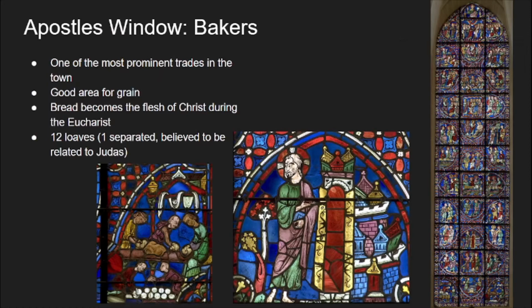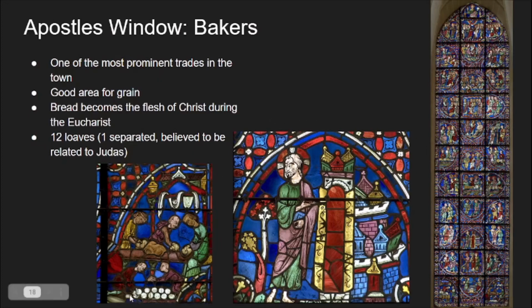Here we're moving on to some of the apostle windows that are on the sides of the cathedral. This is the baker's window, and it's one of the most prominent trades in town. I mentioned earlier that they have a lot of wine and a lot of wheat at this time during agricultural growth. It's a really good area for grain. Again, bread becomes the flesh of Christ during the Eucharist.